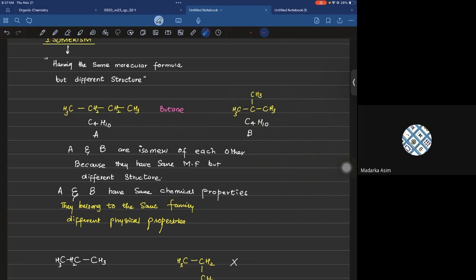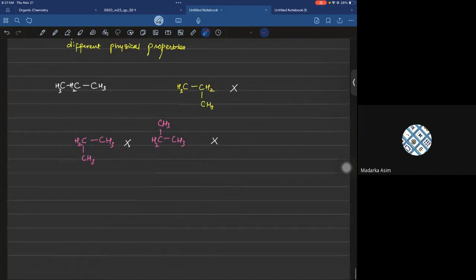So there are only two isomers for butane. Remember, there are only two isomers for butane. Okay, it's very simple, right? So can anyone tell me regarding this? This is ethane. Can I draw this structure in a different manner? Yes or no? No. Good.